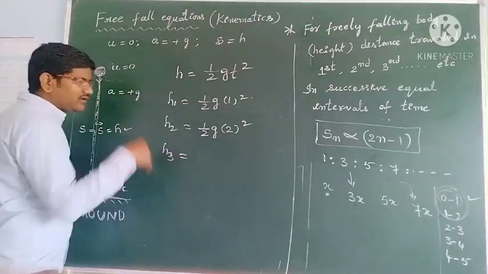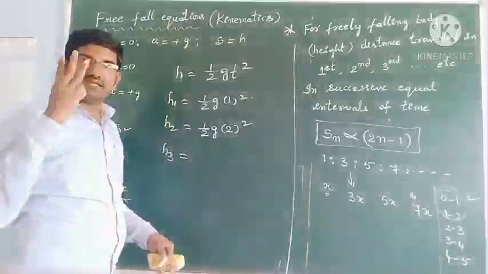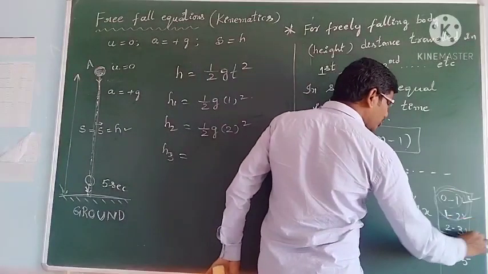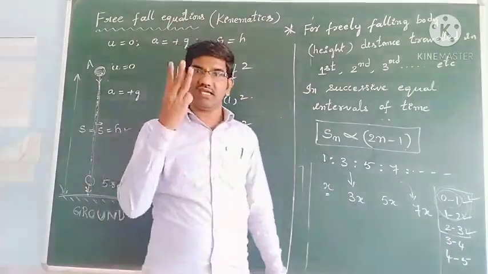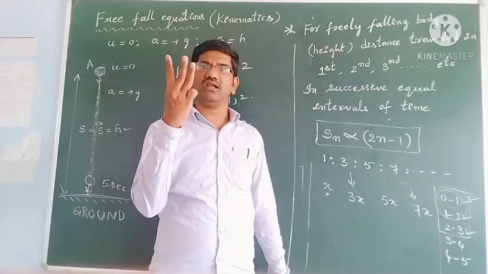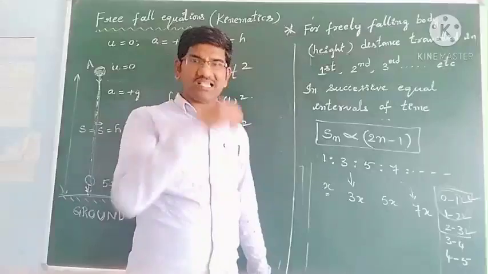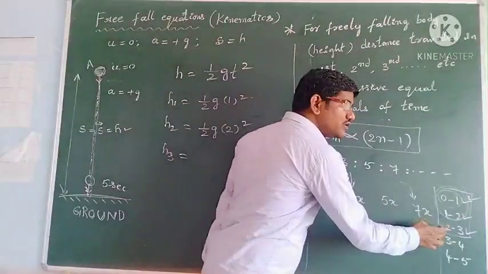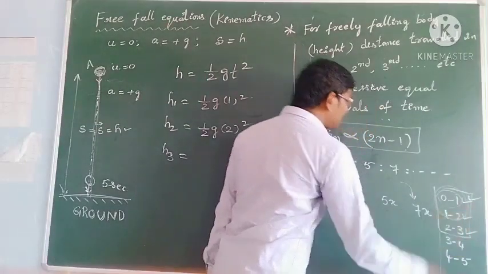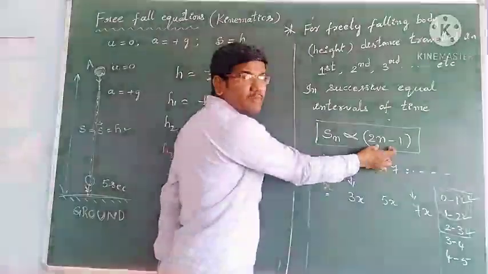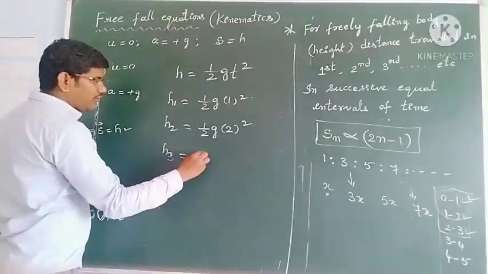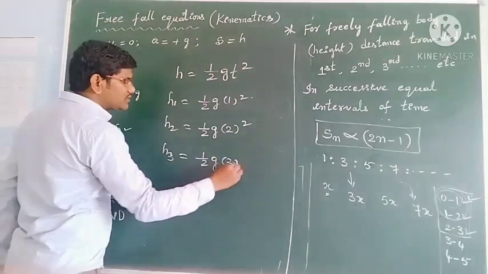Okay, and the height or the distance fallen for 3 seconds. 3 seconds means counting will be like this: 0 to 1, 1 to 2, 2 to 3. This is called totally 3 seconds. Whenever I say 3 seconds, it means 0 to 1, 1 to 2, 2 to 3. If I ask you the third second, after 2 seconds your counting will start, 2 to 3. This is only 1 second, the distance traveled in the third second. For 3 seconds you have to use the formula half g into 3 square.